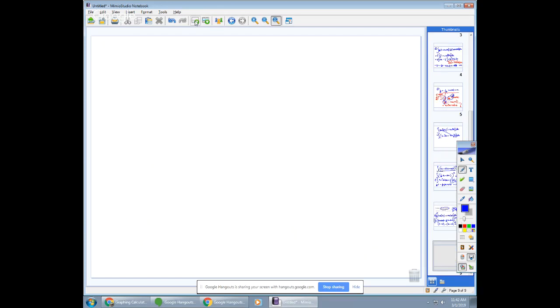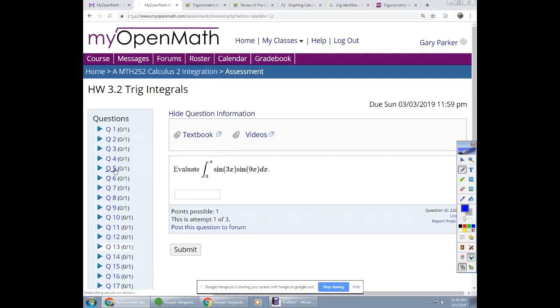Let's take a look at number 4 or 5. There's so many cute problems to do. Most of the problems you're going to do are going to be applying the Pythagorean identity for sine, cosine, tangent, secant, cosecant, cotangent. All right, let's do number 5. 5 looks cute.